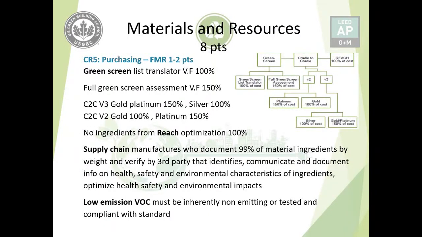Supply chain optimization is when the manufacturer documents 99% of the total material ingredients out of which the product is comprised of and verified by a third party that identifies, communicates, and documents information on all the safety and environmental hazards or whatever the characteristics of the ingredients are and optimizes the health and safety and the environmental impacts. The low emission VOC is volatile organic compounds. Must be inherently non-emitting, like stone. It is inherently non-emitting material, or if it is an emitting material, it should be tested and compliant with the standard of low emission VOCs.